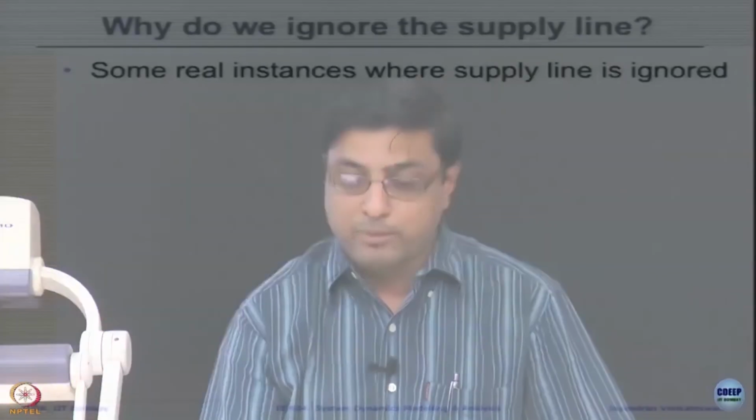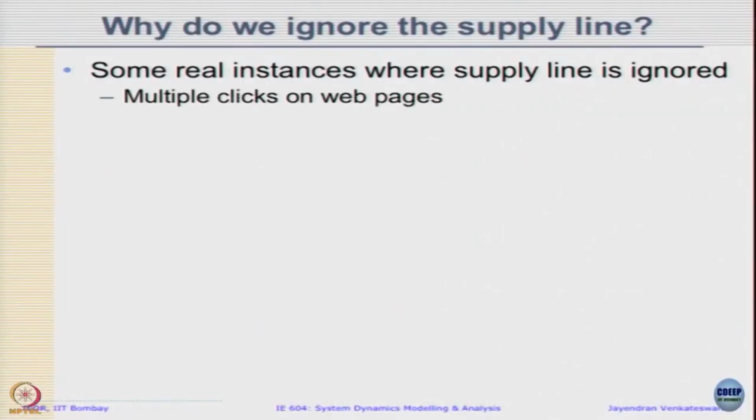But there are several real life scenarios where we may tend to ignore the supply line. For example, multiple clicks on a web page: if it doesn't load, you keep refreshing many times. If you refresh it once, it will come, but you still refresh many times. That all goes to the supply line, and suddenly you will find the website refreshing 2-3 times. It's all getting piled up.